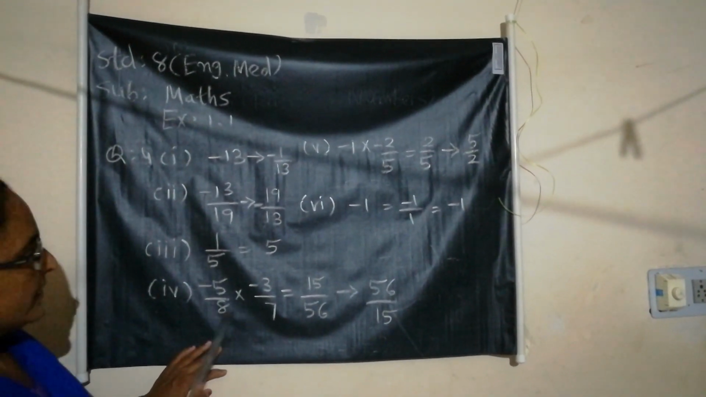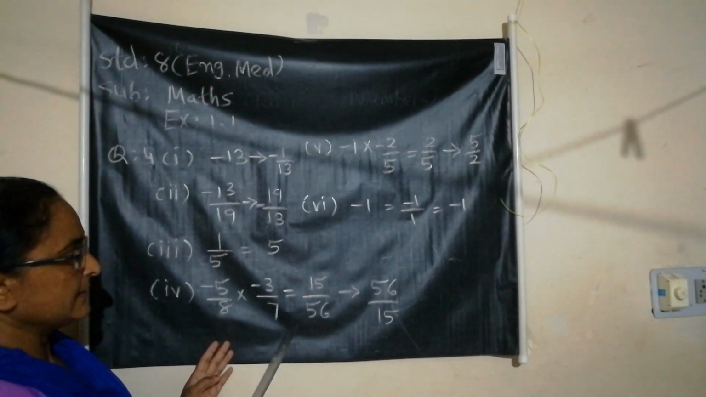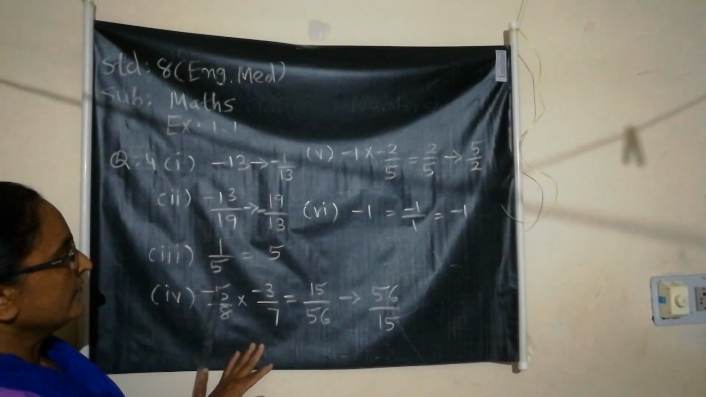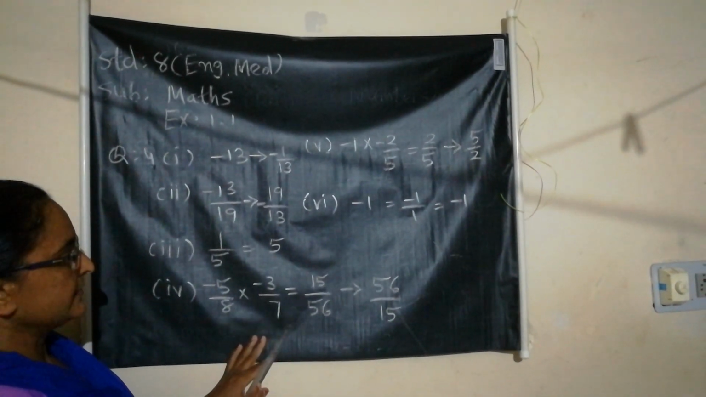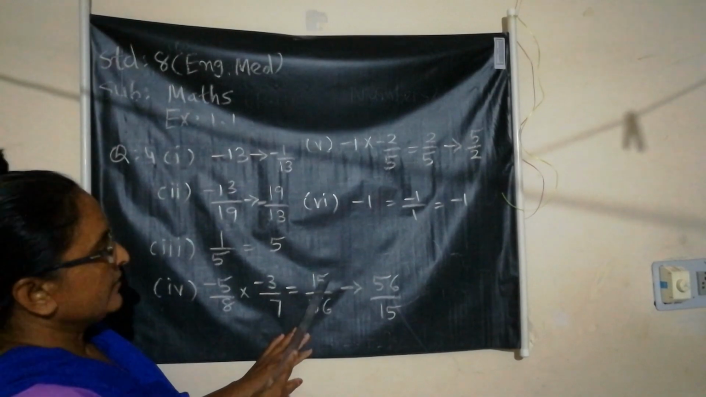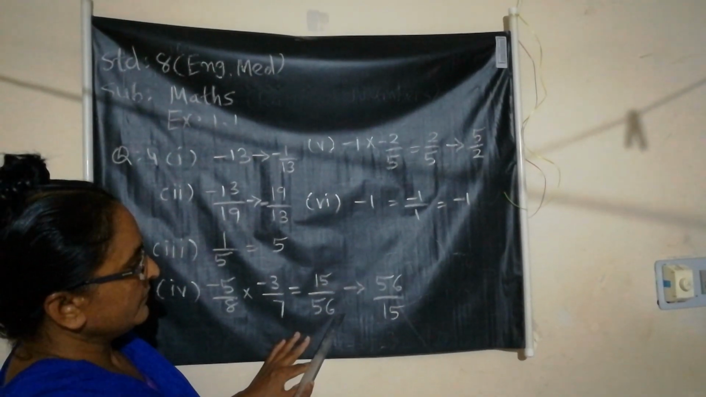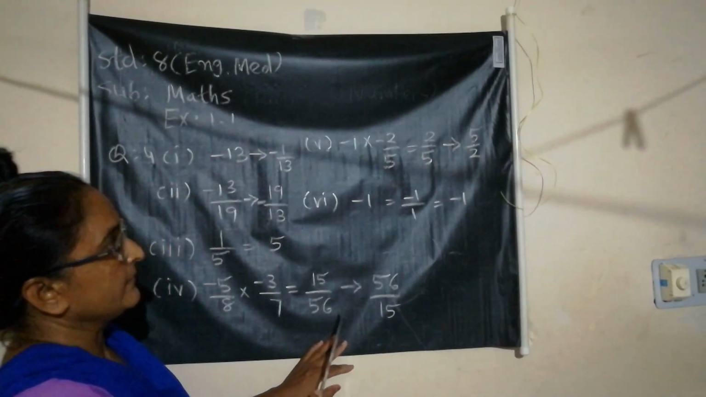Negative 5 upon 8 multiplied by negative 3 upon 7. First we multiply both these numbers. Negative 5 into negative 3. 5 threes are 15, negative negative is positive. 8 sevens are 56. Now the multiplicative inverse of 15 upon 56 will be 56 upon 15.